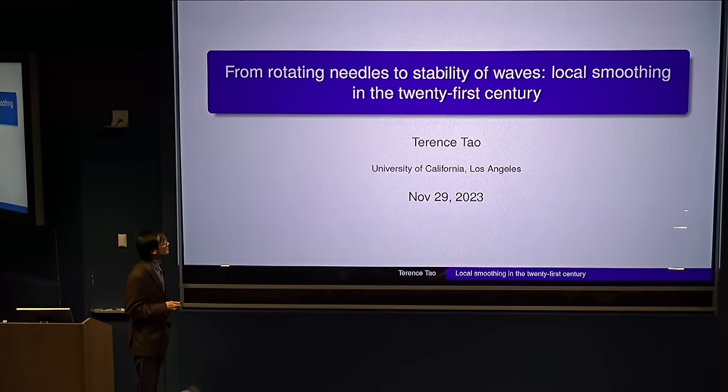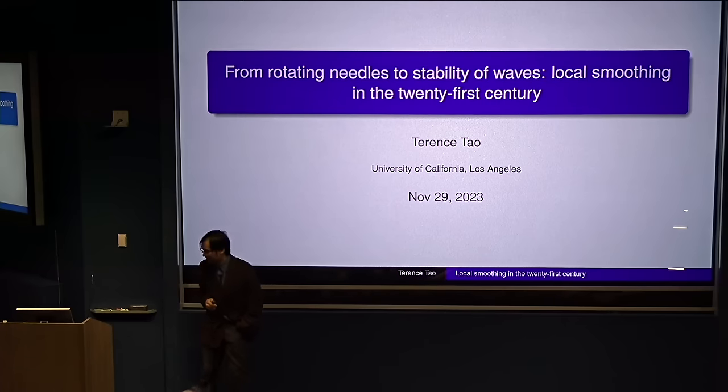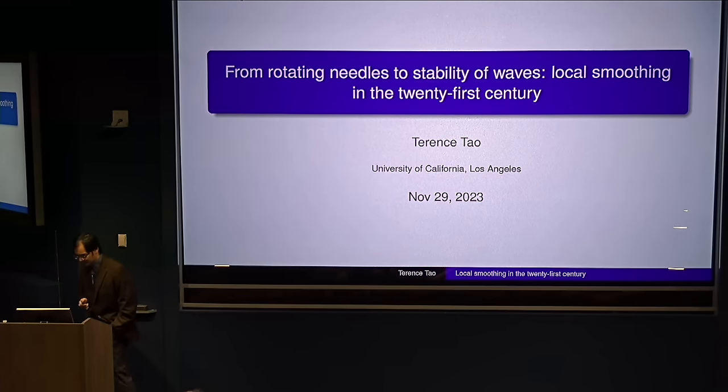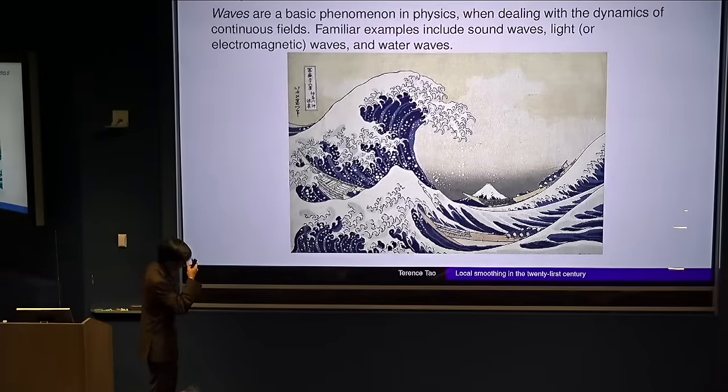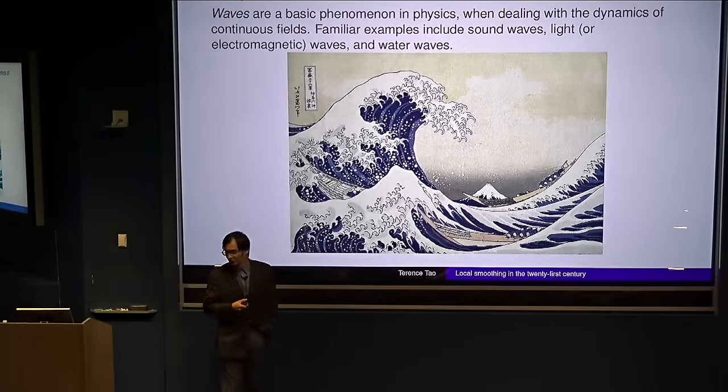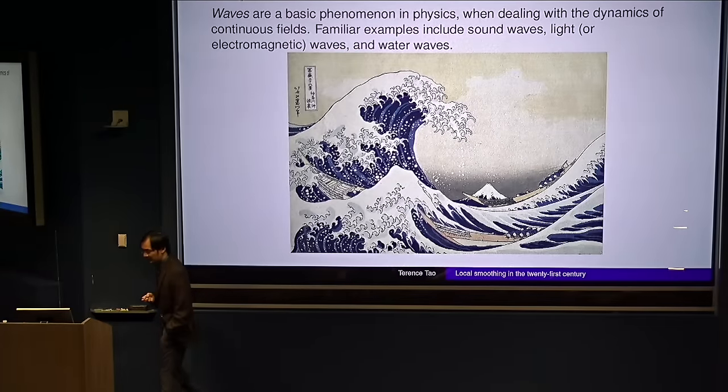Although I won't be super technical, there will be some equations in this talk, and one proof. I realize many of the audience here are not professional mathematicians, so I'll try to be somewhat non-technical. Okay, so waves, of course, you're all familiar with. There are many, many waves you see in physics. So sound waves, light waves, and water waves are very familiar to us. And then there are also gravity waves and plasma waves and all kinds of other more esoteric waves out there.